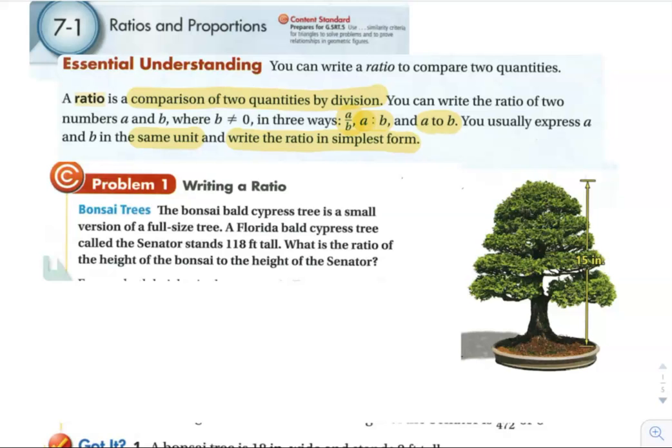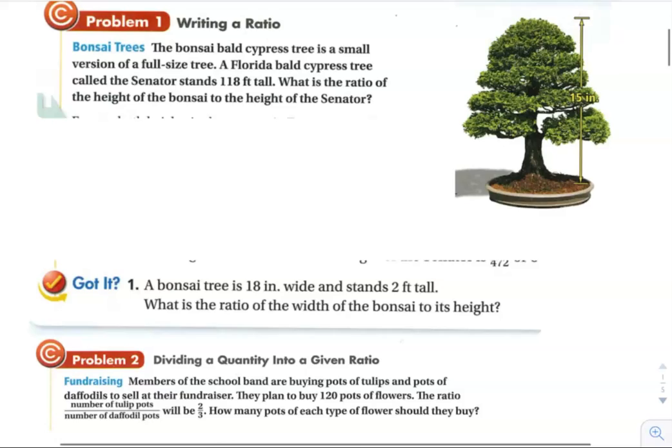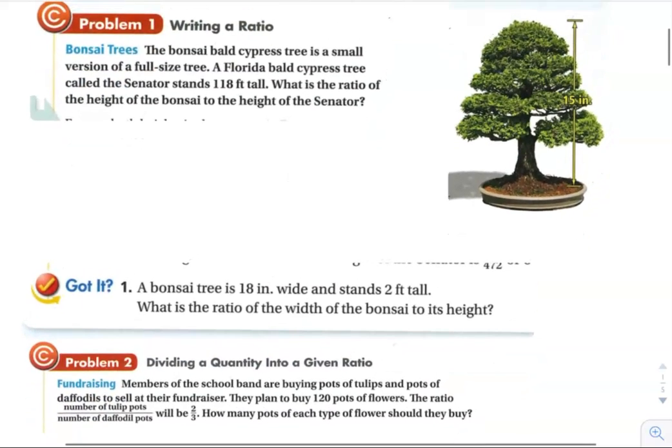So to start off, let's actually just practice writing ratios. Here we're given some information about two different types of trees. We have a bonsai bald cypress tree, which is a small version of a full-size tree. A Florida bald cypress tree called the Senator stands 118 feet tall. What is the ratio of the height of the bonsai to the height of the Senator?